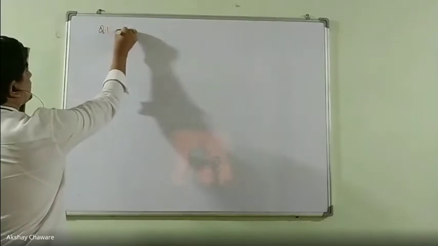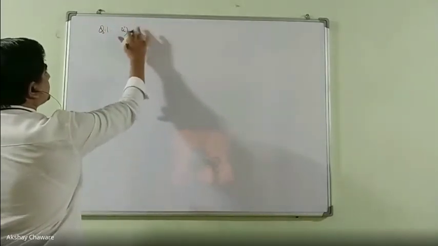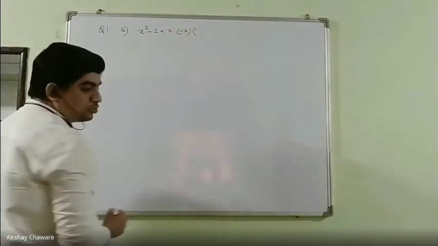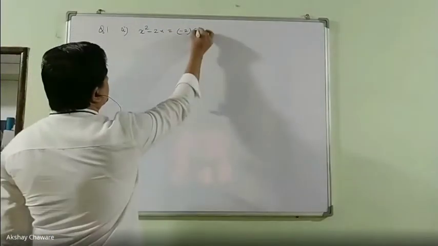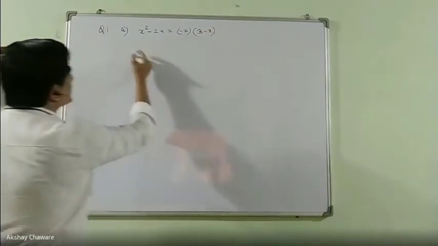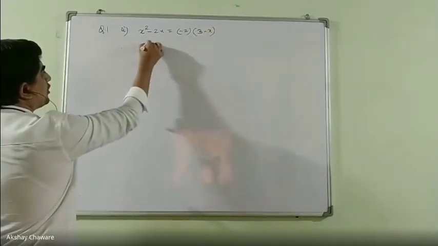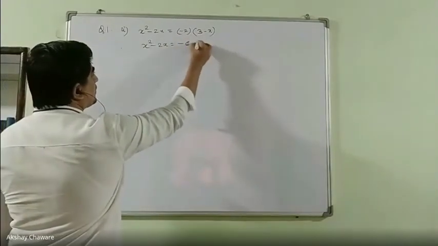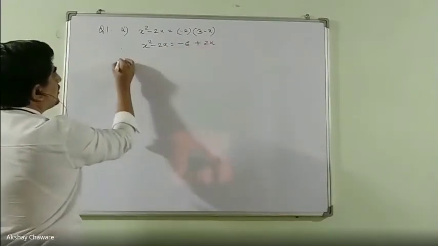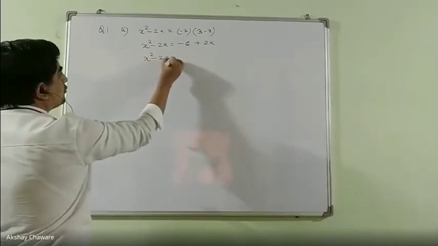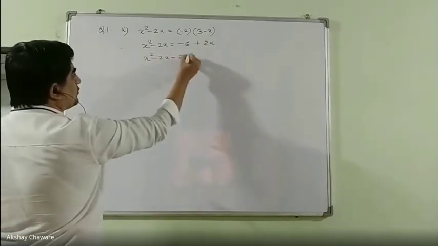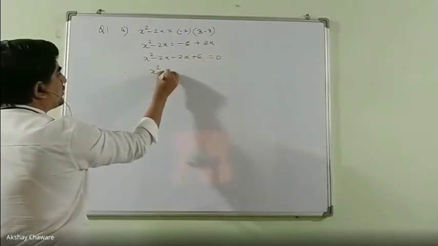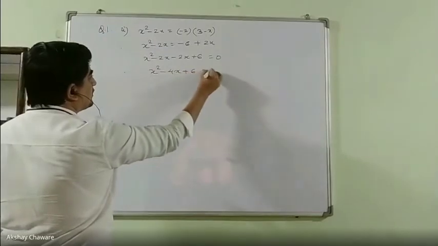Question number 1, second: x square minus 2x equals minus 2 into 3 minus x. So x square minus 2x as it is, minus 2 into 3 is minus 6, and minus into minus gives plus 2x. Shifting to the LHS, 2x becomes minus 2x and minus 6 becomes plus 6, equal to 0. So x square minus 4x plus 6 is equal to 0.